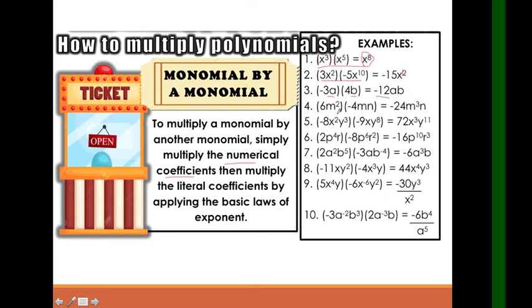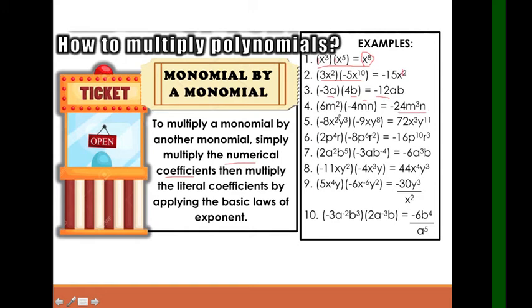Okay? Next, 6m squared times negative 4mn. 6 times negative 4 is negative 24. M squared and m, meron dito, ang exponent ng m na to ay 1. Diba? So, meron siyang 1. So, 2 plus 1 is 3. And then yung n walang partner, so we just copy n.